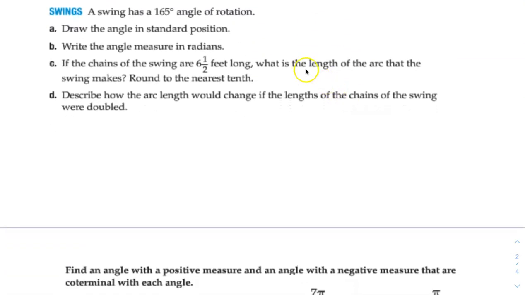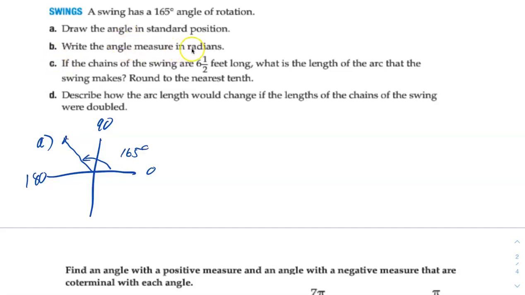A swing has a 165 degree angle of rotation. Draw the angle in center position. So this wants to draw it. So here's 0, here's 180. 165 would be between 90 and 180, so around here. Again, I don't really care where it is, just so you know the correct quadrant. That's all that really matters. So 165.